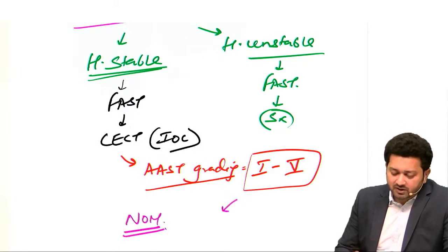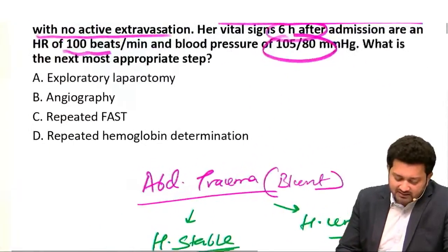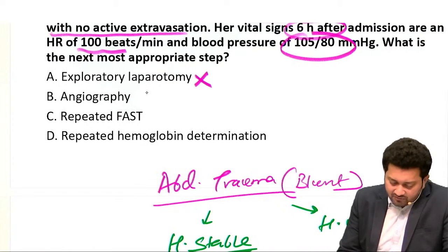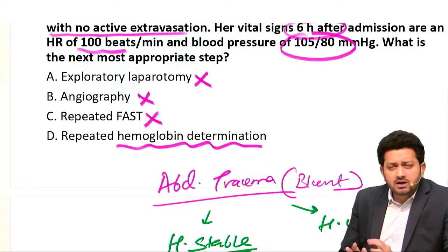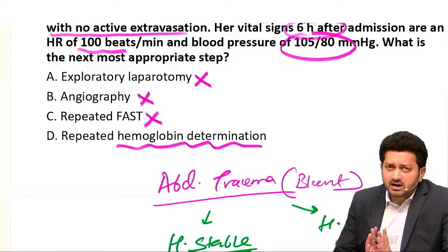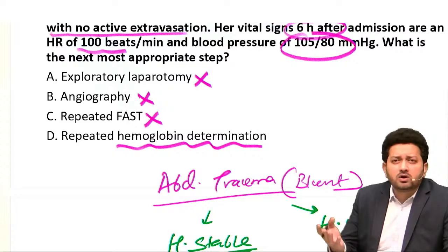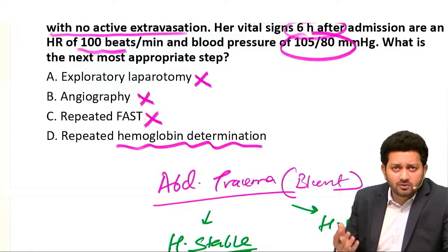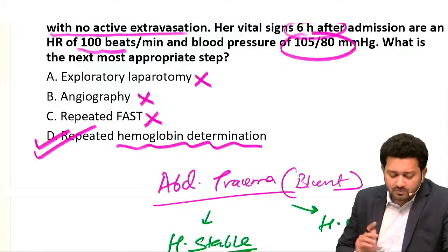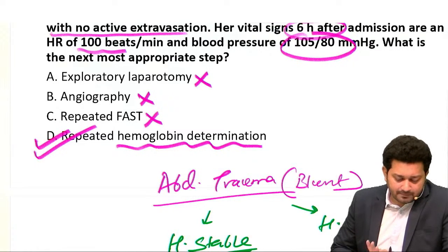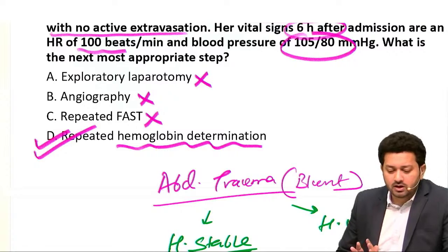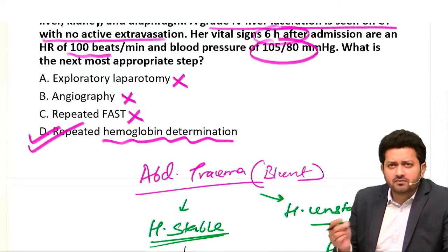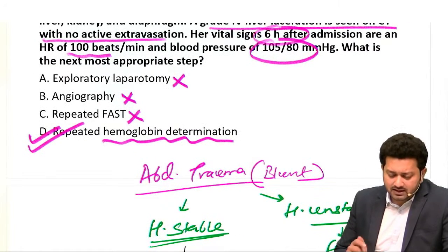Non-operative management is the answer for this question: no need of surgery, no need of angiography, no need of repeat FAST. Just keep the patient admitted in ICU under monitoring, and when you monitor, you check the vitals and the hemoglobin. So this is repeated hemoglobin determination. This is the answer. Now tell me if any of you got this one wrong. I know maybe 1 or 2 questions I'll explain, but I guess this is clear-cut.